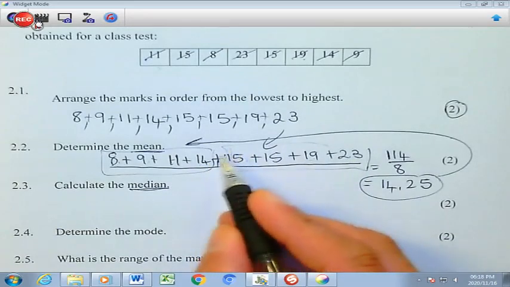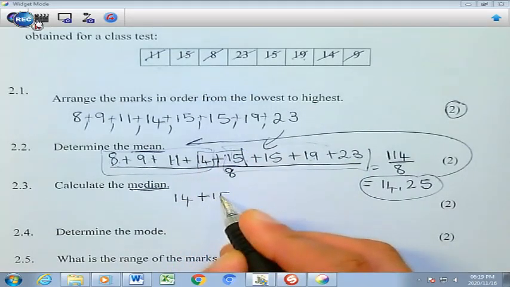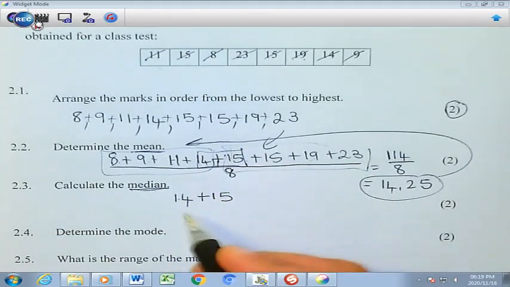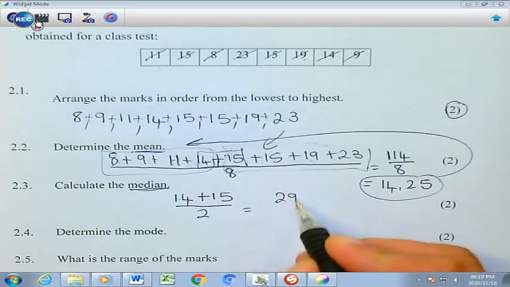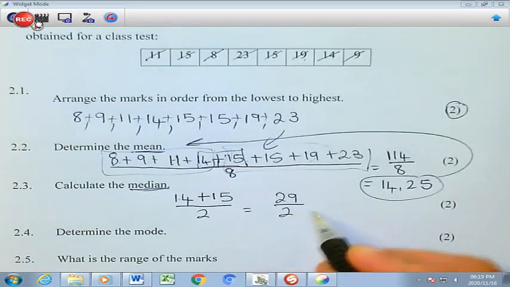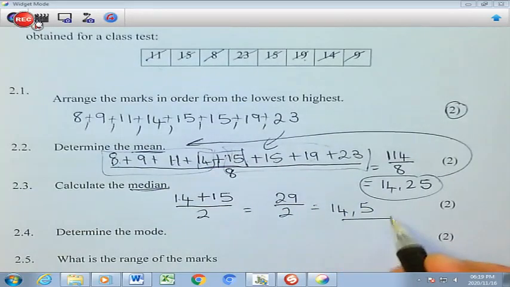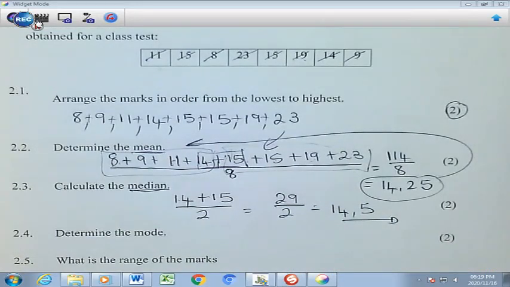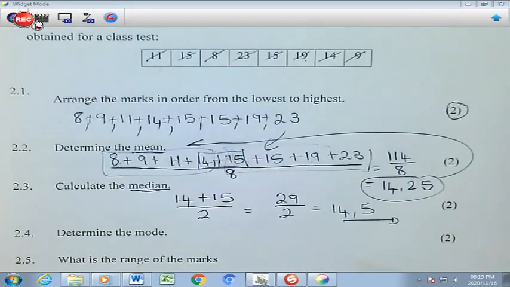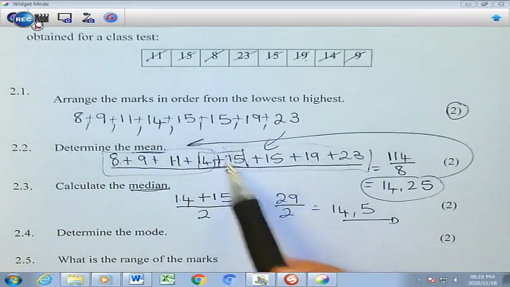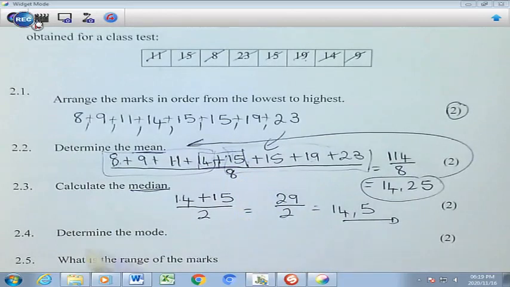So the 2 mid numbers will be taken into consideration, which is 14 plus 15, and then you divide it by 2. And 14 plus 15 is going to give you 29, and 29 divided by 2 is going to give you 14,5 as your median. Right, and that only happens if you have an even data set. If you have an uneven data set, there will obviously be one number in the center, which will serve as your median.